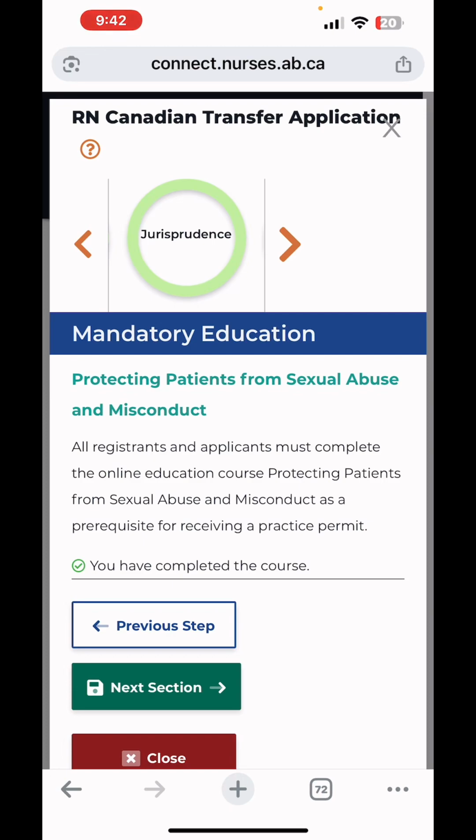All together, first you need to take jurisprudence, and then they will give you Protecting Patients from Sexual Abuse and Misconduct. These both will come together. First you have to take jurisprudence, and then you have to take Protecting Patients from Sexual Abuse. Both exams you can reattempt, so don't worry about that.